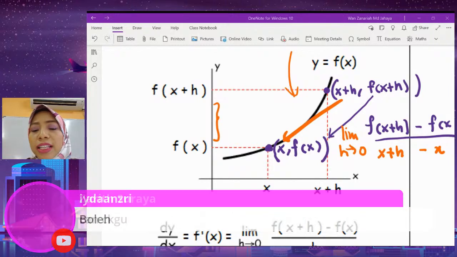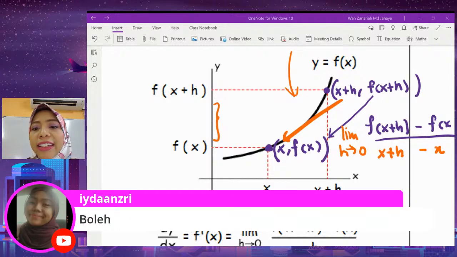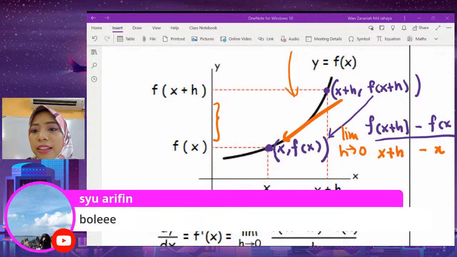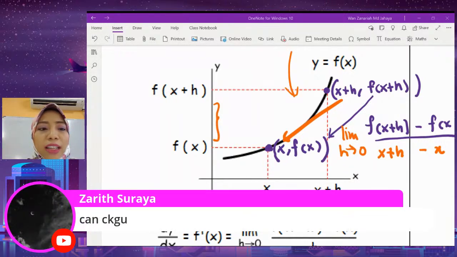Okay, can, cikgu. Okay, Zari Suraya, apa yang can? Ya, Aida, Anzri, Ida. Sure. Okay, lepas ni boleh letak profile picture gambar besar sikit so I can identify. Macam Zara ni tak nampak ni gambar bulan dan bintang ni, where is that person? Please change your profile picture. Okay.